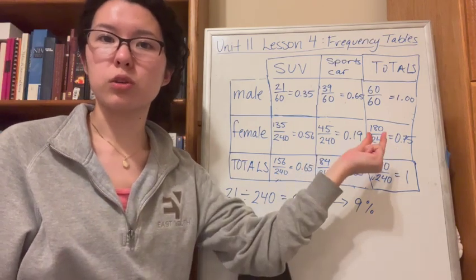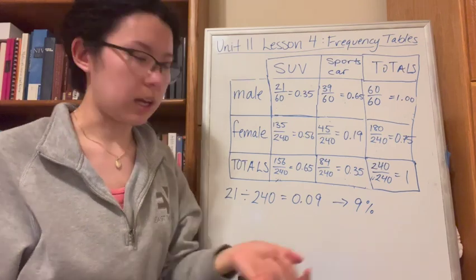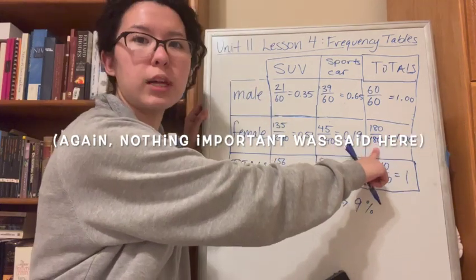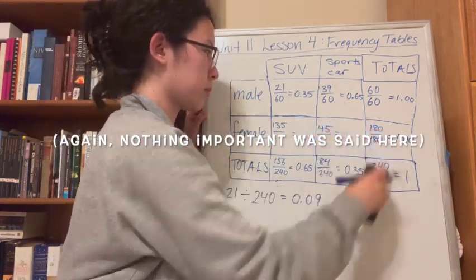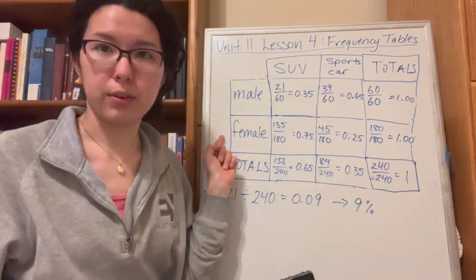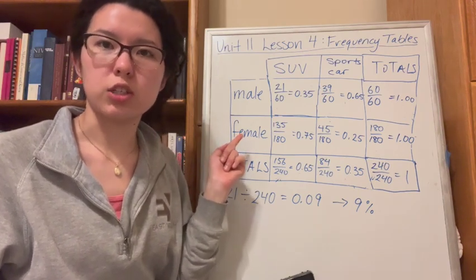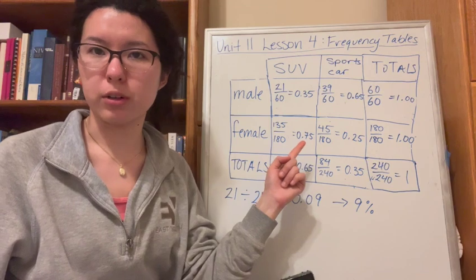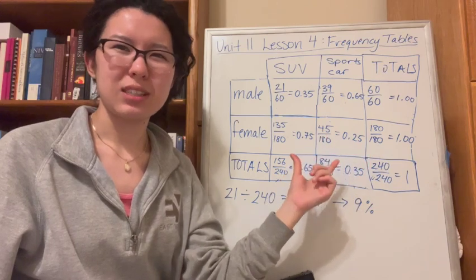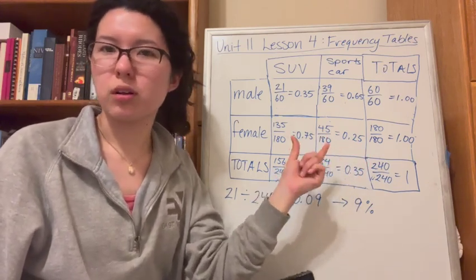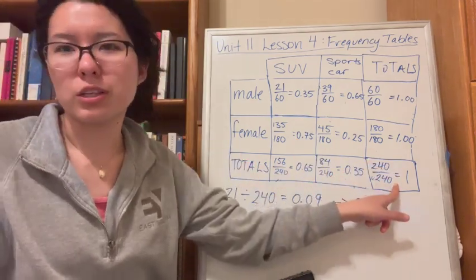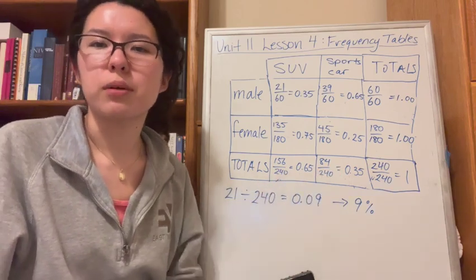If we wanted to do the same thing for the female row, we would not divide by 60. We would divide by the total number of female responders, which was 180. Let's do it for that row. All right, let's take a look at the female row. From this calculation, we can see that 75% of female responders wanted an SUV and 25% of female responders wanted a sports car. We actually see that proportionally less women wanted sports cars than men. We would leave this last row the same just because the total of that row is 240, and so we'd be dividing by 240 both times there.